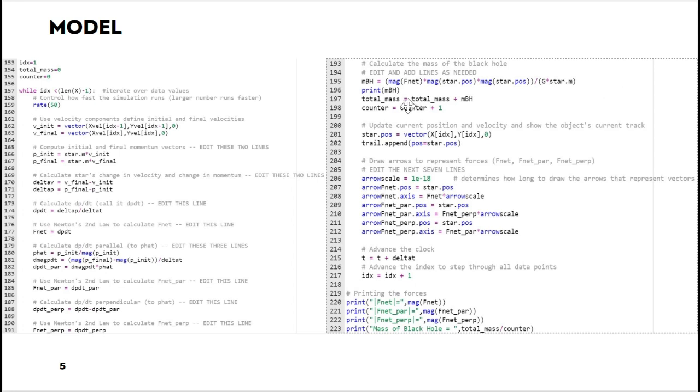And then to find the average mass, in the loop, I made a total mass variable and a counter variable. The total mass variable adds the total mass of the black hole at each position of the star, and the counter just goes up by 1 every time it makes this calculation, and then the average mass will just be total mass divided by counter.